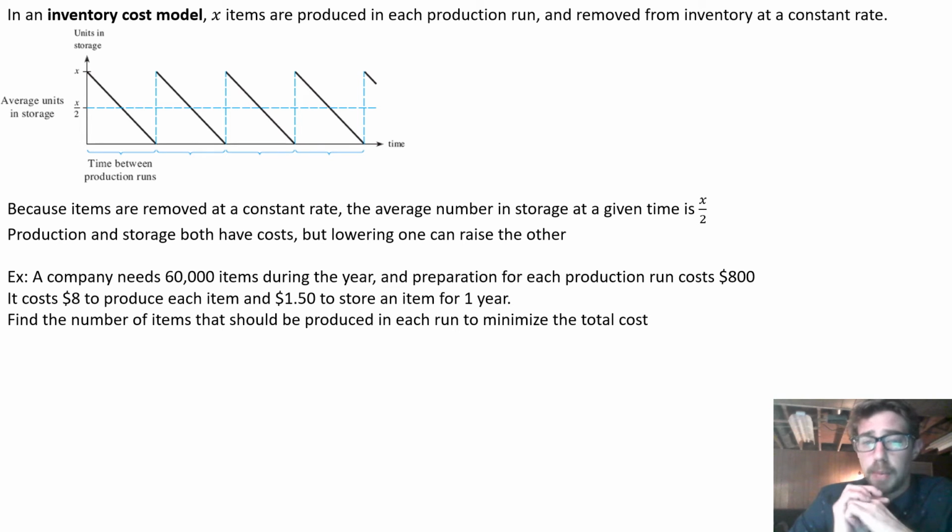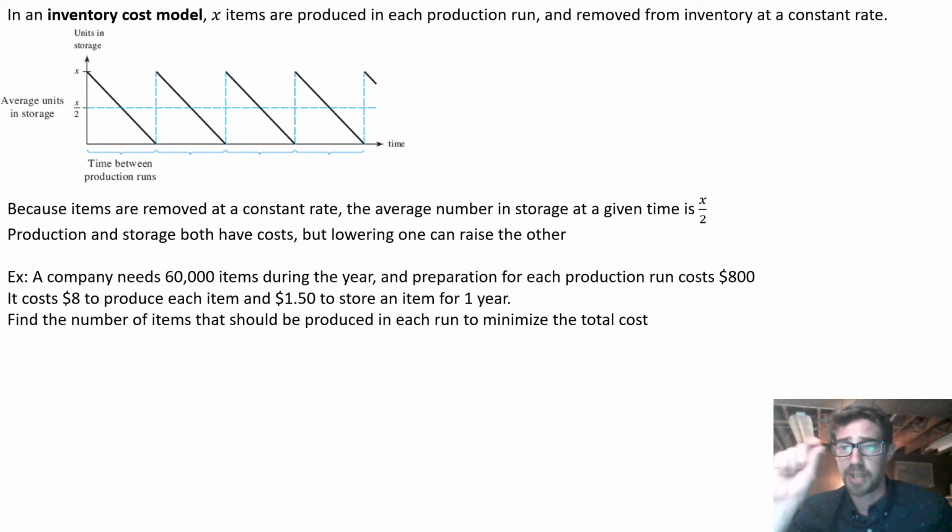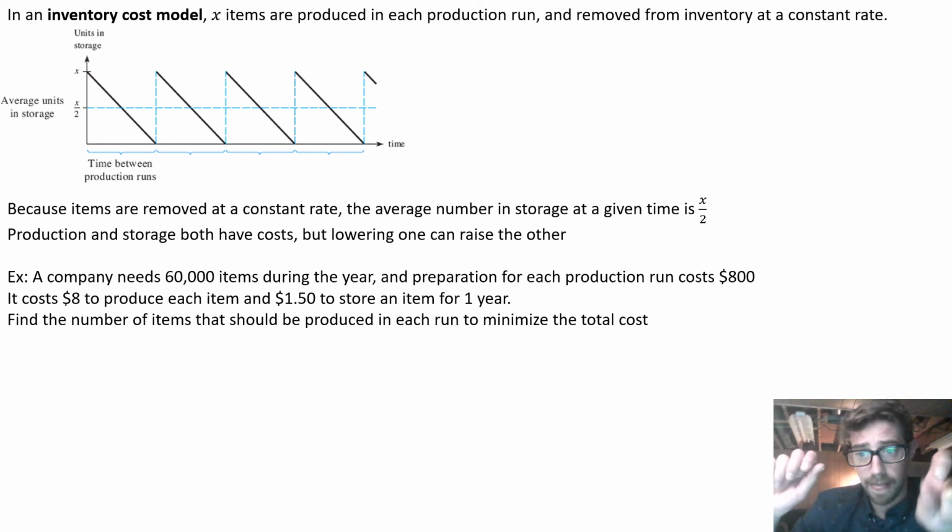So we want to know a couple things. Well, the main thing is find the number of items that should be produced in each production run. So if you go back up to the top there, that's what I called X. We produce X items each time in order to minimize the cost. So in other words, should we do a production run every month? Should we do 12 total production runs? If we did, we need 60,000 items total, so we'd go 60,000 divided by 12. That's how many items we would then have to produce in each production run.